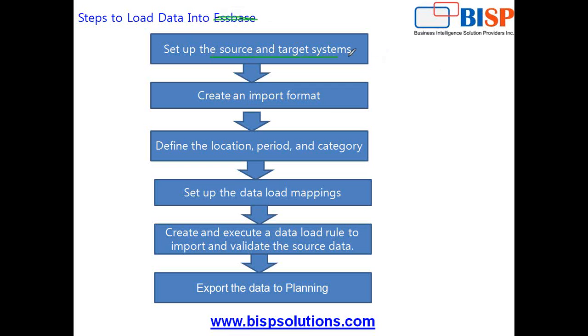You set up the source and target system, then you create input profile, then define location, period, and category. Then you do the next important task, data load mapping. Then you create and execute the data load mapping rule, and finally import and validate data. After importing and validating data, the data gets exported into planning and we'll test the data by logging into Smart View. Let's see this live to make it easy to understand.